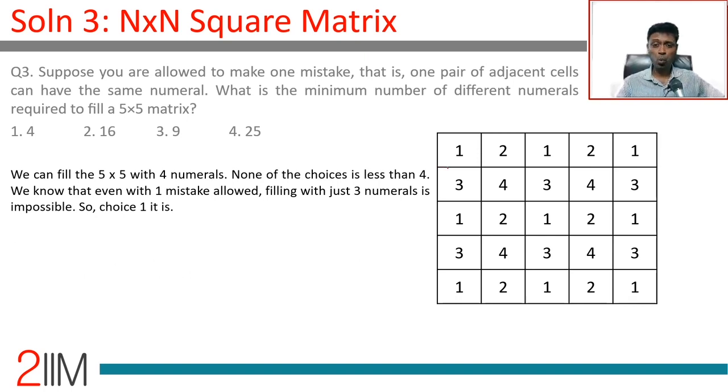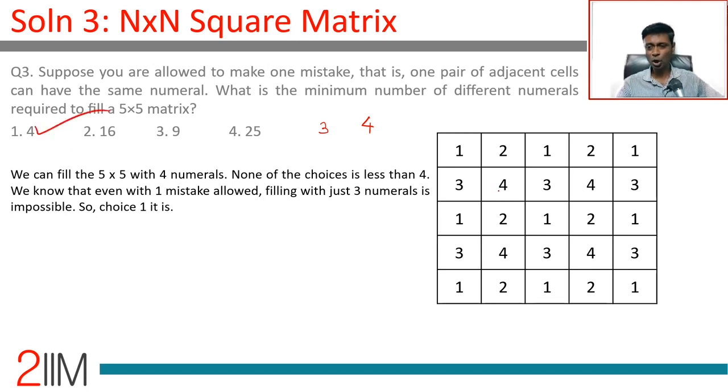Suppose you're allowed to make one mistake. That is, one pair of adjacent cells can have the same numeral. What is the minimum number of different numerals required to fill a 5 cross 5 matrix? The 5 cross 5 matrix without any errors is 4. And so with one error, maybe we can do it with 3. There's no 3 choice here. All numbers are 4 or more.